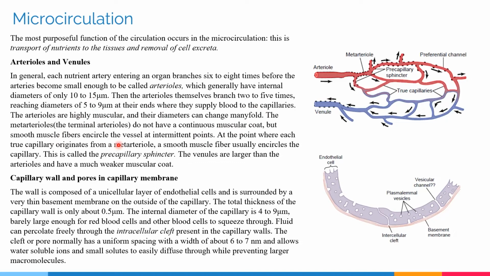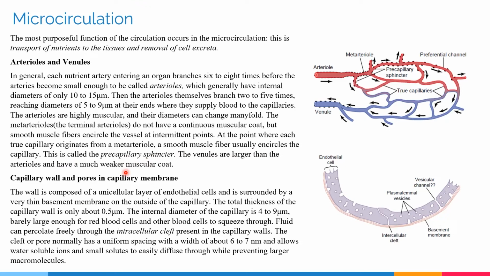At the point where each true capillary originates from the meta-arteriole, a smooth muscle fiber usually encircles the capillary. This is known as the pre-capillary sphincter. The pre-capillary sphincter is essentially the last muscular coat that can control the flow of blood into the capillary. The venules are larger than the arterioles and have a much weaker muscular coat.